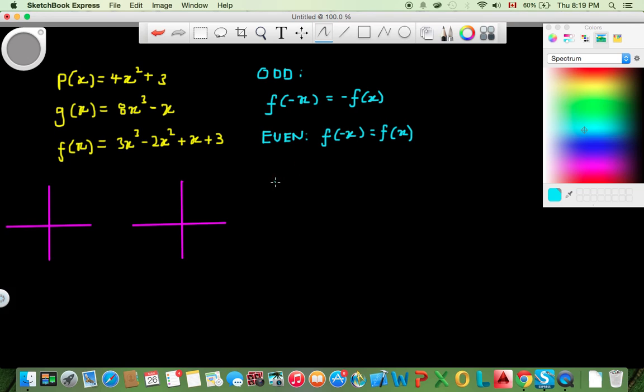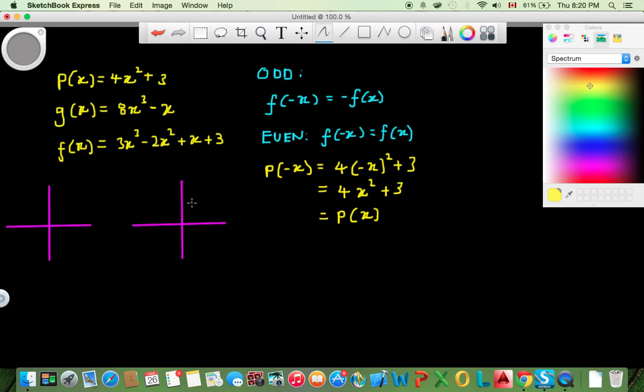Let's do an example. So if you take p of x and you substitute a negative x right there, you're going to get 4 times negative x squared plus 3, and if you simplify that further, you're going to end up getting 4x squared, because remember, negative x times negative x is x squared, plus 3. Then you have essentially got p of x back, because remember, p of x is equal to 4x squared plus 3. So since p of negative x satisfies the condition that when you substitute in a negative x in the function, you get that function back, it's an even function.